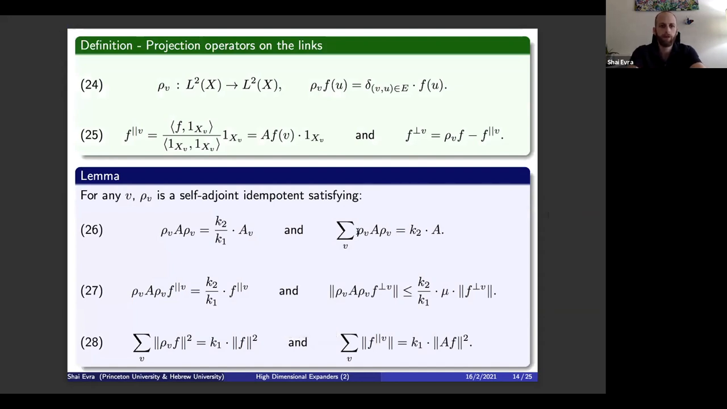And I'll need to introduce some natural projection operators. So for any vertex V, I can think of the following projection operator, rho V, as the simple operator that puts zeros on all the vertices which are not neighbors of V.